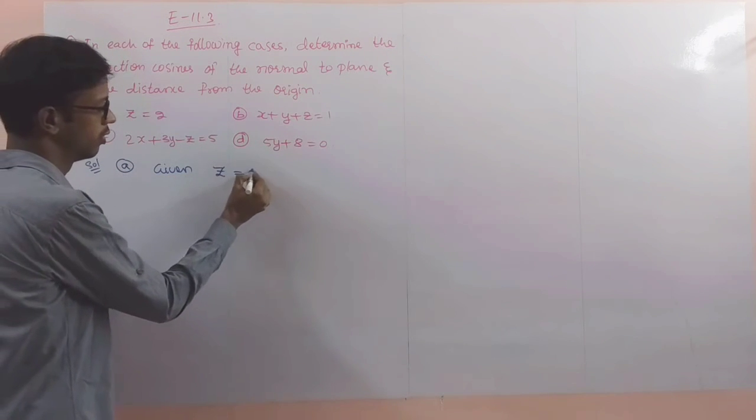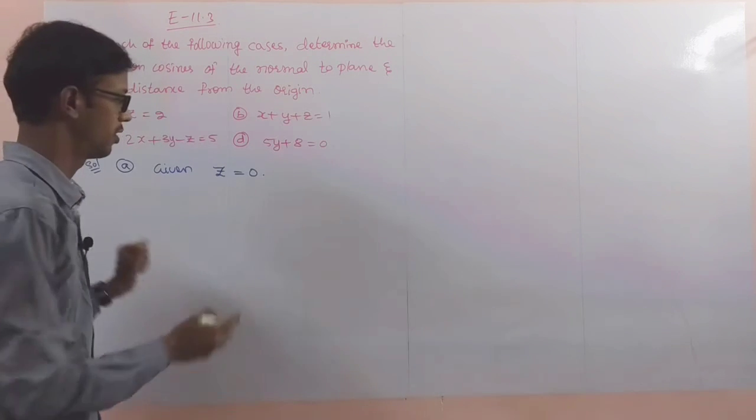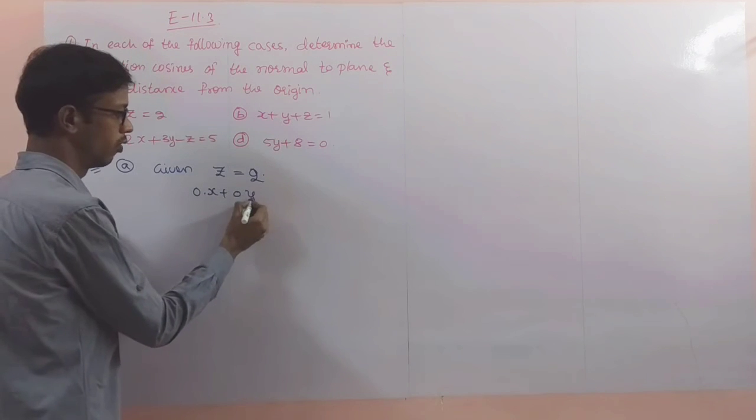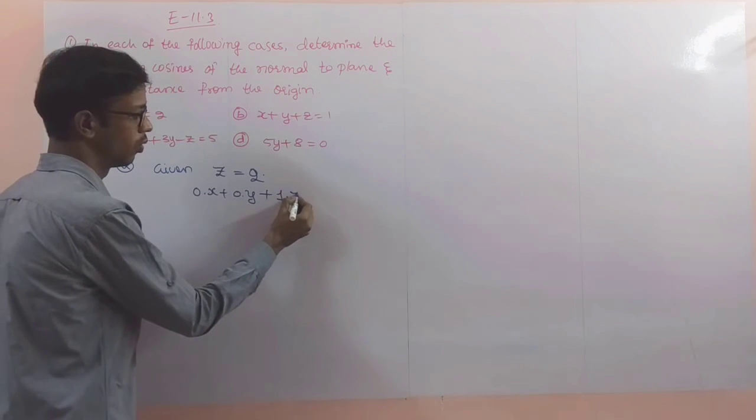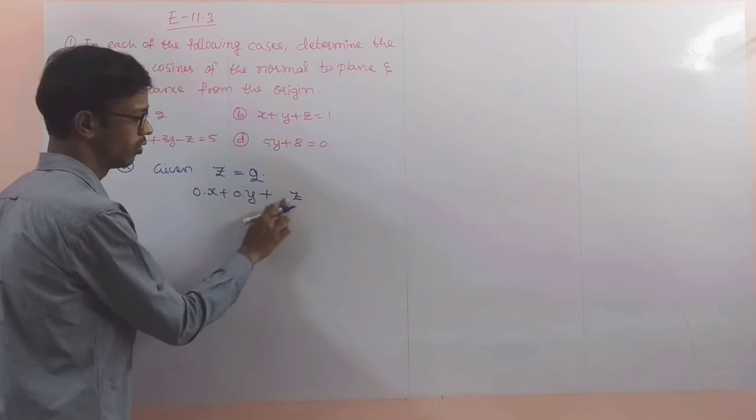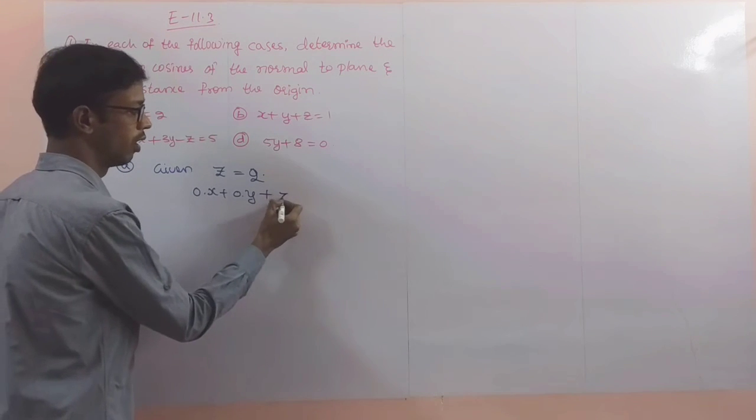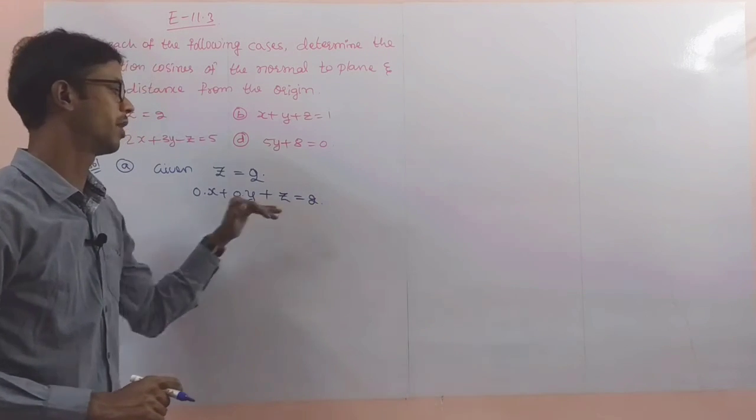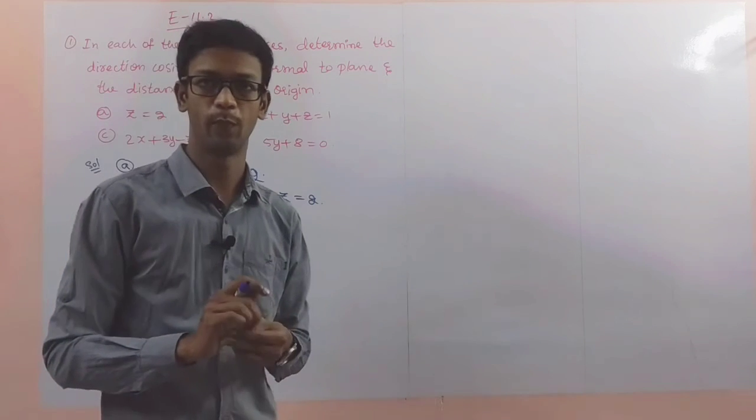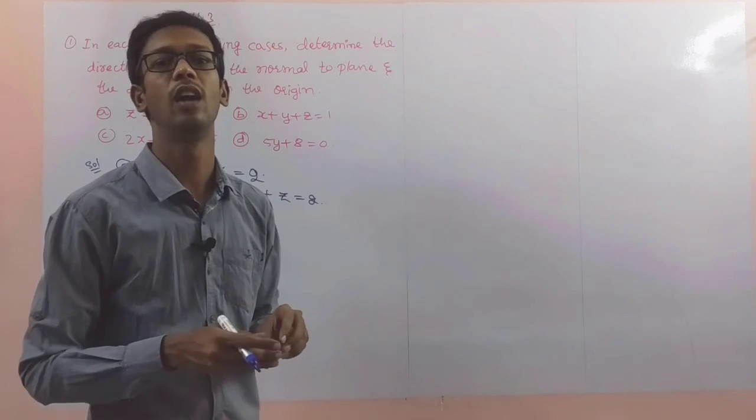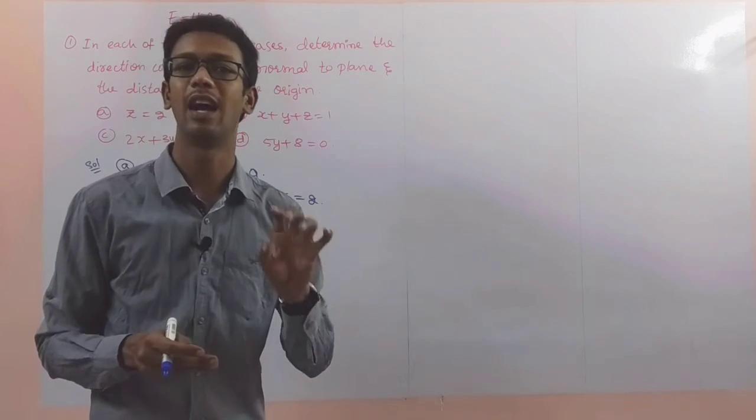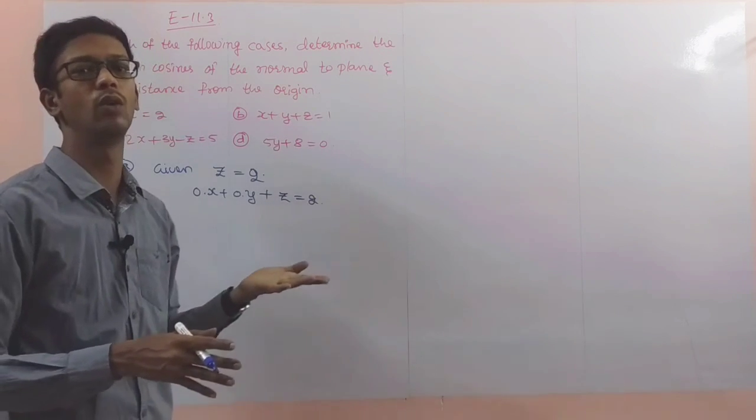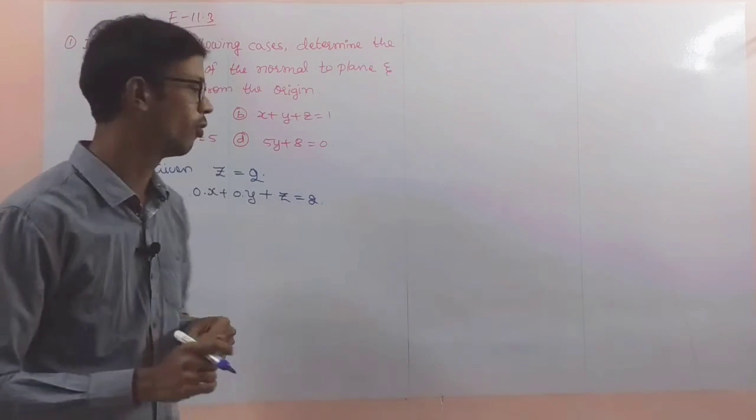Given z equal to 0. In standard form, first we have to write 0 into x plus 0 into y plus 1 into z, that is z equal to 2. First of all, the given equation is ax plus by plus cz equal to d, where a, b, c are the direction ratios. Here l, m, n are the direction cosines. For that purpose, in every problem, first of all you have to convert into normal form. How will we find the normal form here?